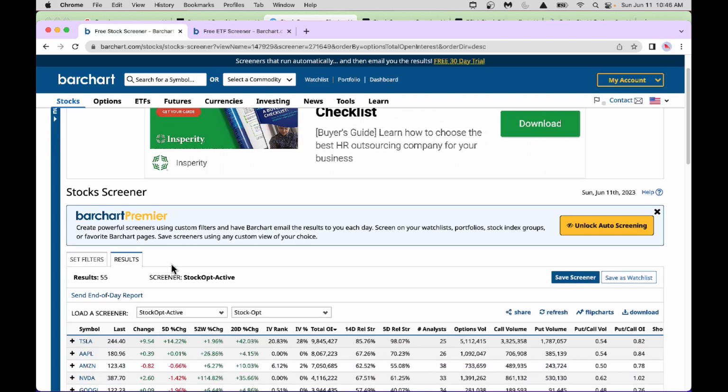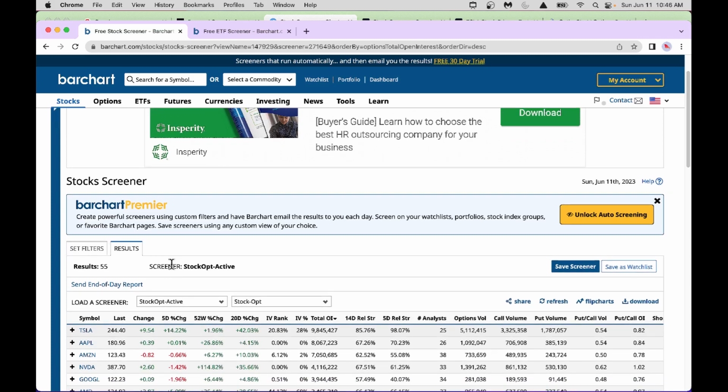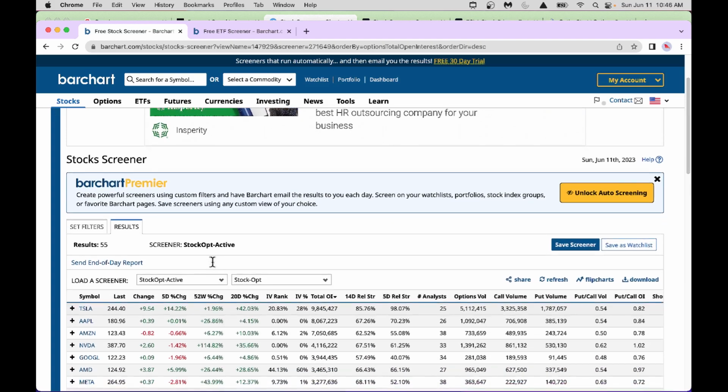But because I trade mainly these big ETFs and I know what I'm doing, typically I don't subscribe to the premier version, but I might consider subscribing just for the ease and to get rid of this advertisement.